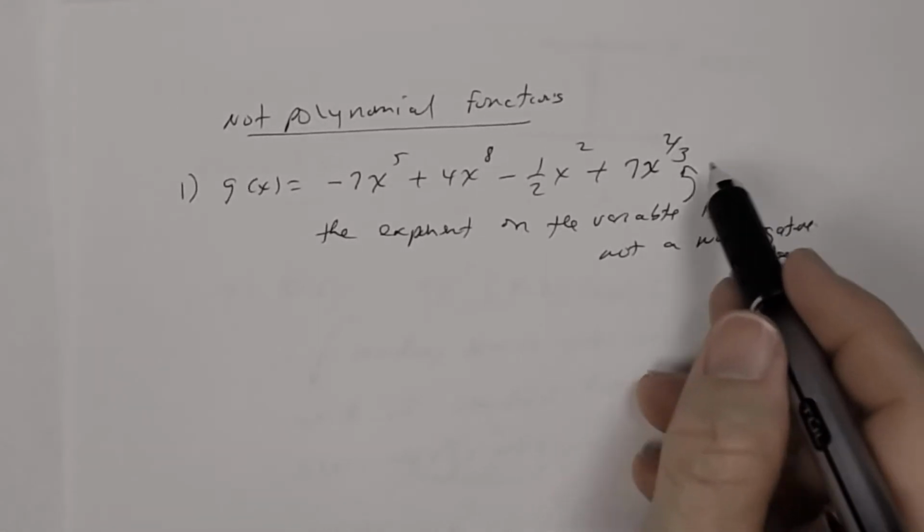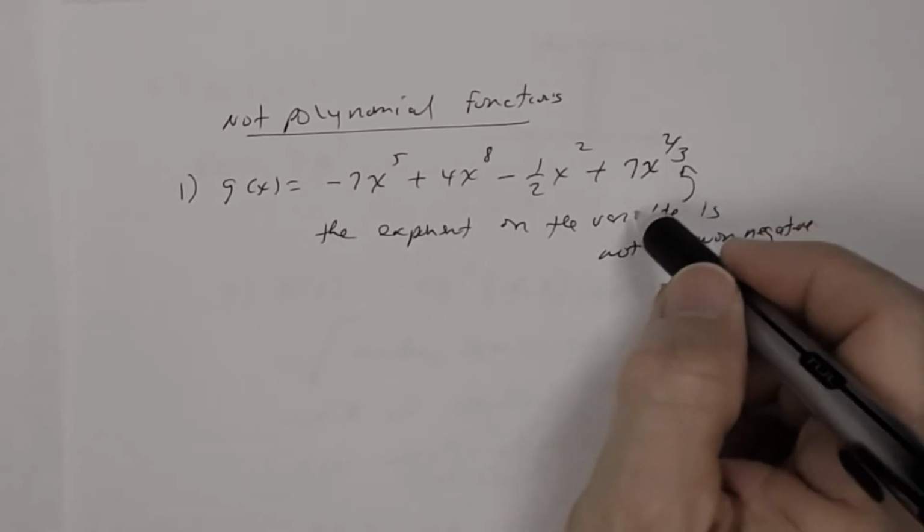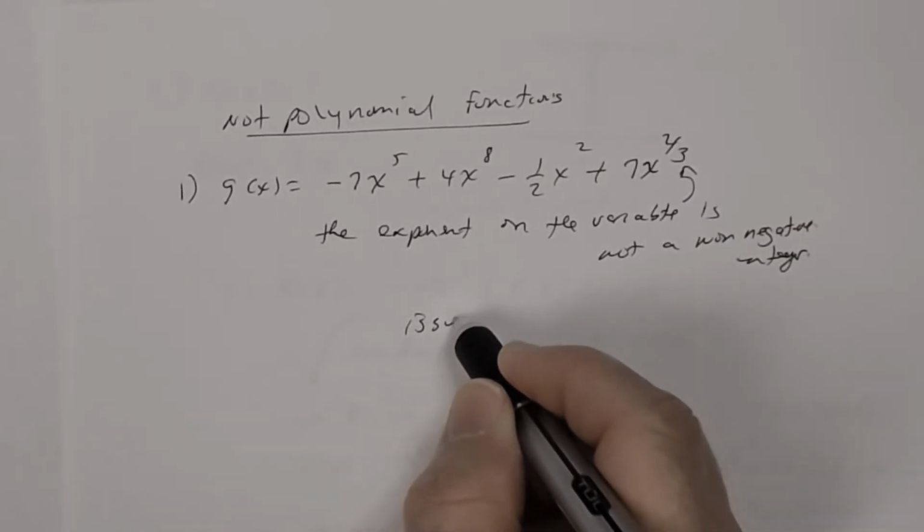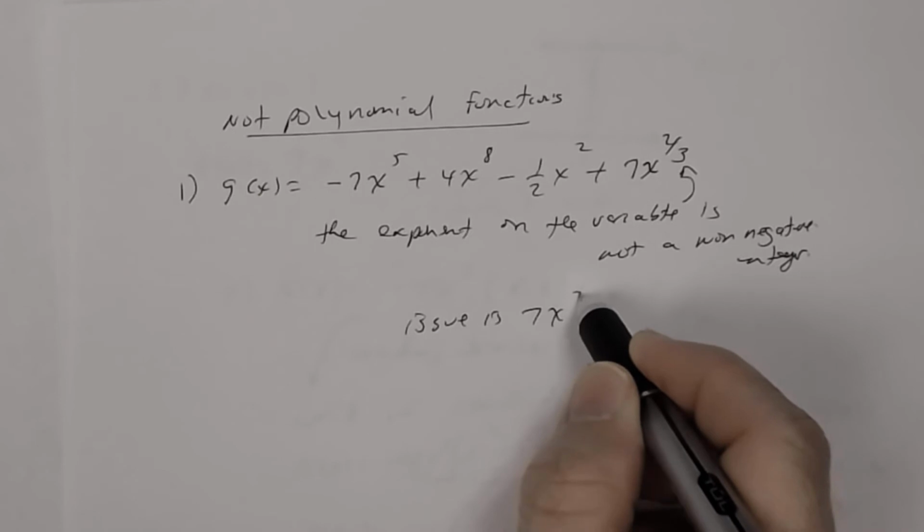Okay, so that's the reason. So the issue is this. So this is your issue right here. So remember, the issue is 7x to the 2/3.